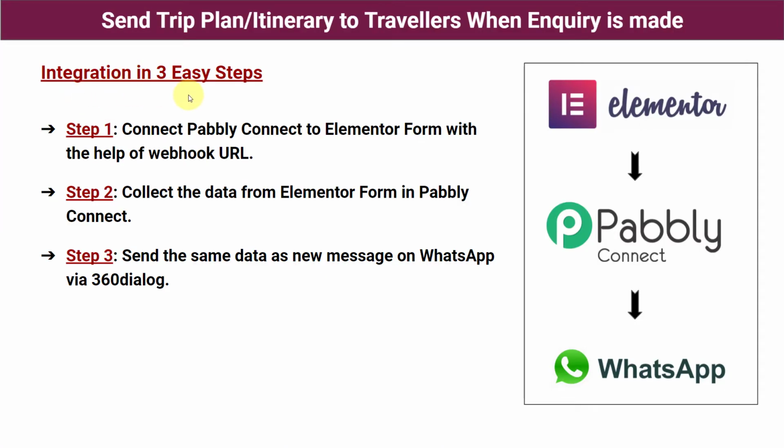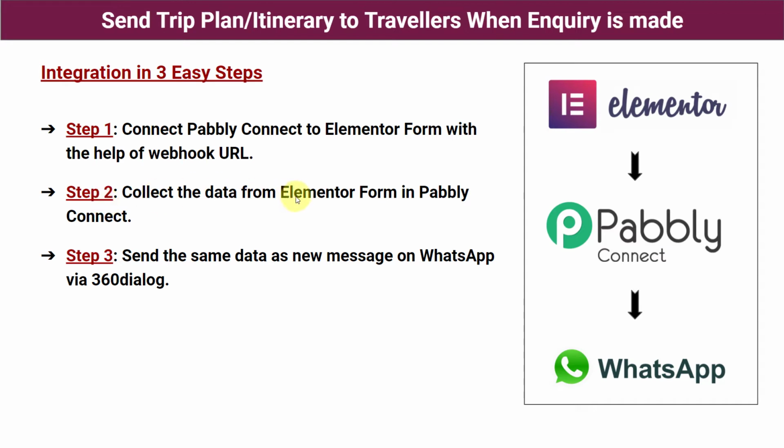So these are the three easy steps by which you can also make this integration or connection between your Elementor form and WhatsApp. So step one is connect Pabbly Connect to Elementor form with the help of webhook URL. So first of all, we are going to open Pabbly Connect and connect our Elementor form with Pabbly Connect.